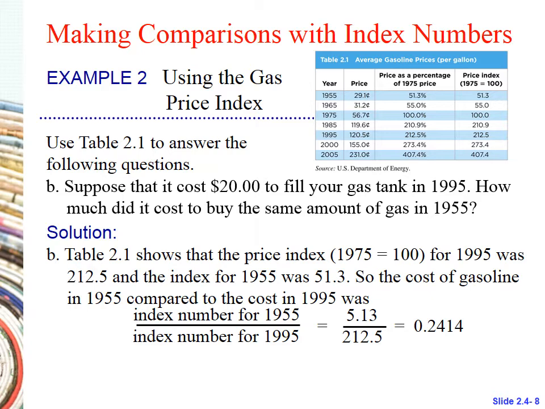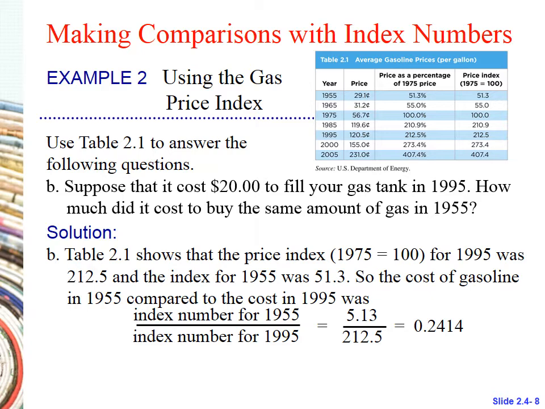That's going to be your denominator. That's your reference number, so I'm going to put that one in the denominator. The one that I'm looking at to compare it to is the 1955. So the tricky part is knowing which one to put in the denominator. That's the one I always start with. So we'll do the 5.13 divided by the 112.5.